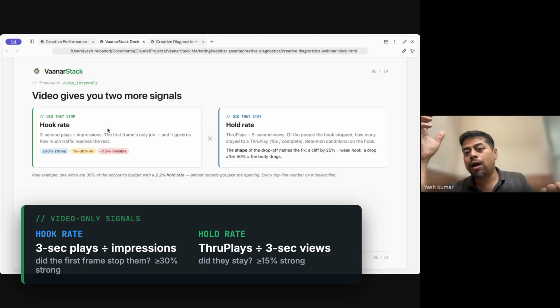Hook rate gives you an idea of how interesting the first look of the ad was, whereas hold rate gives you an idea of the stickiness of the ad. If they started watching the ad, did they complete seeing the ad for a long time or not, right? So again, we are going to merge all these signals into one decision tree to figure out what our plan of action would be.